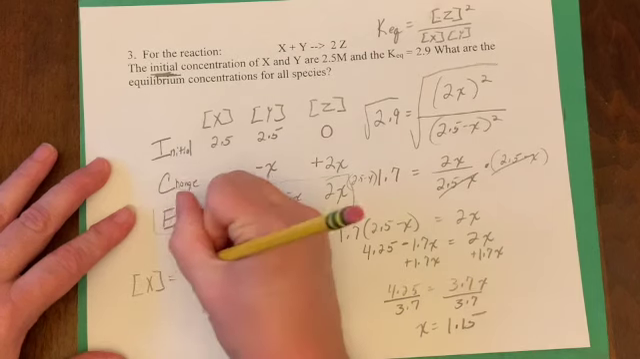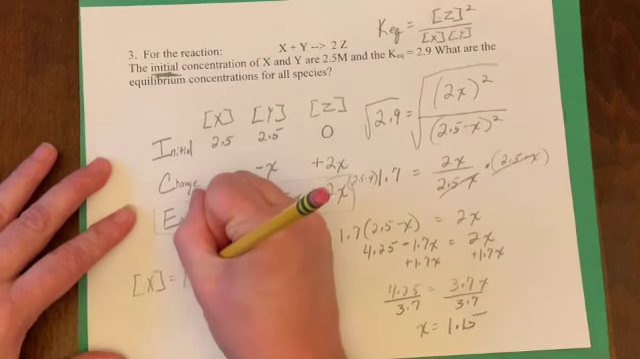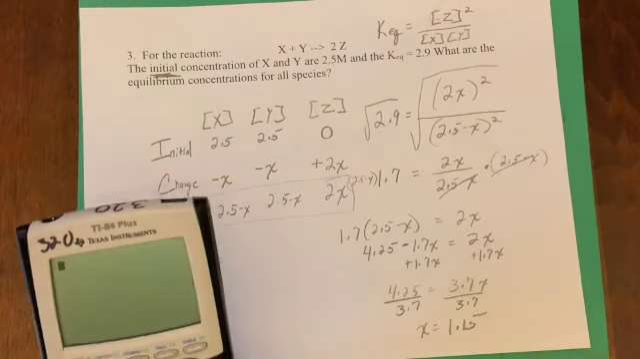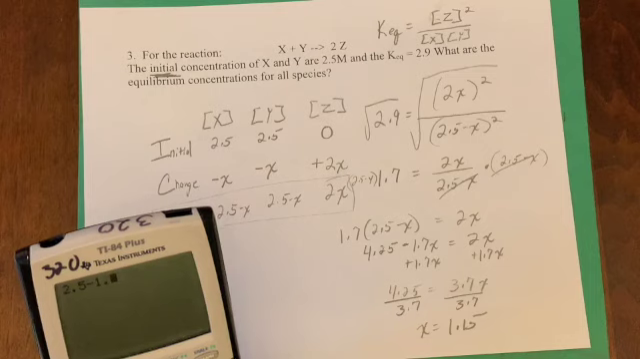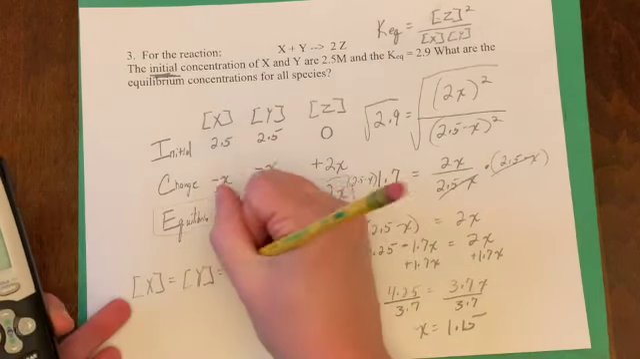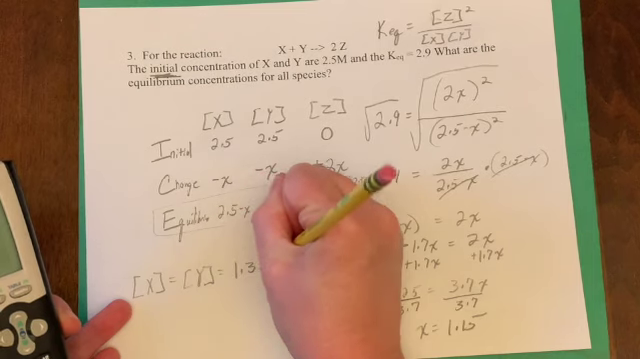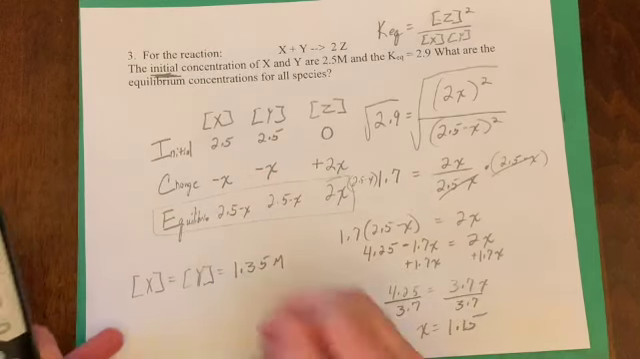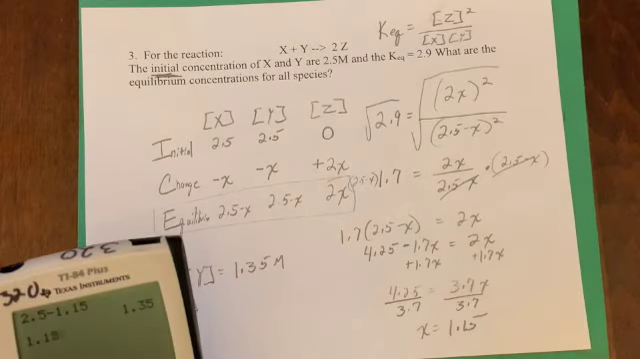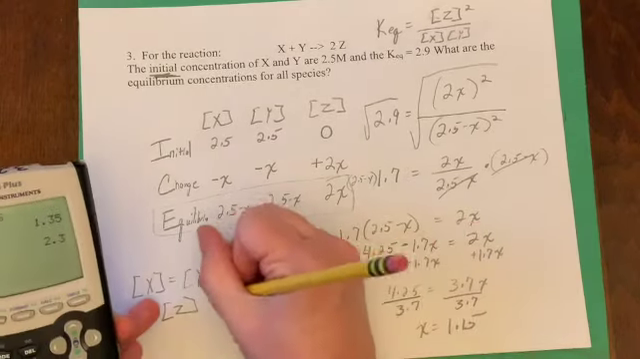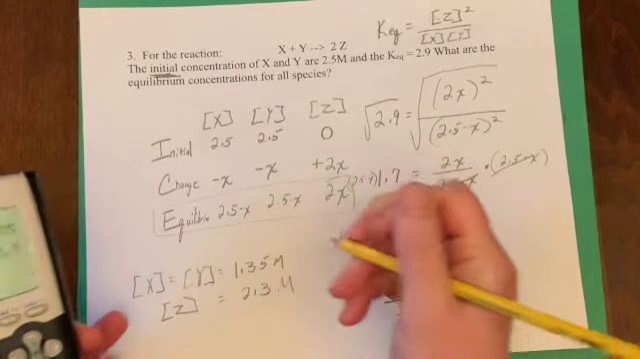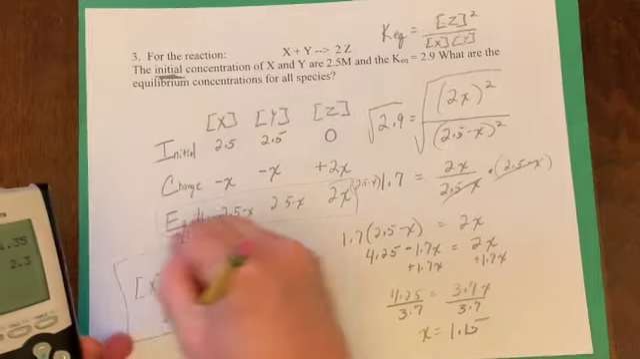It's the same as the concentration of y here. They're going to be the same value. And 2.5 minus 1.15, and you get an answer of 1.35 for that in molarity. And then the concentration of Z is 2x, so 1.15 times 2, and that's going to be about 2.3 molarity. And there is your final answer.